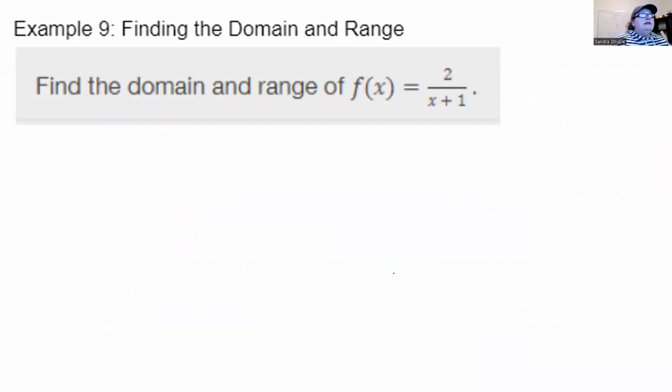All right, finding the domain and range on this one. Again, this is a fraction, so we're going to take the denominator and set it equal to 0. Well, what can we have? It just can't equal 0. So x plus 1 equals 0, so x equals -1. So x cannot equal -1 for the domain. So my domain is going to be from -infinity to -1, or from -1 to +infinity.